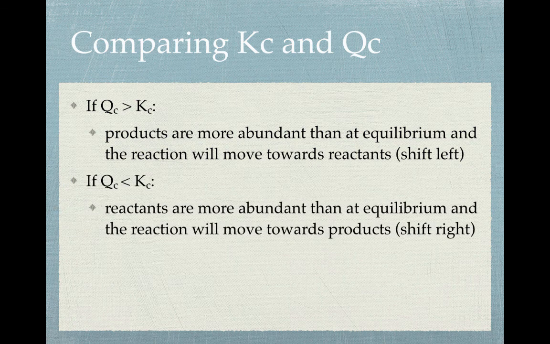Vice versa, if Qc is less than Kc, that means the reactants are more abundant than they will be at equilibrium, or you can think of it as we don't have enough product than we should to reach equilibrium. And so that means that the reaction is still moving in the forward direction in order to reach equilibrium. So we would say that that reaction is shifting right. And if we find that our value for Qc is equal to Kc, well, that means that our concentrations are in fact equilibrium concentrations and the reaction is at equilibrium.